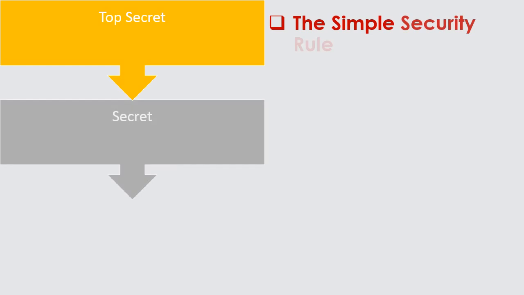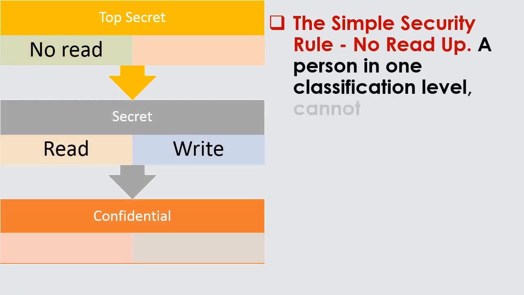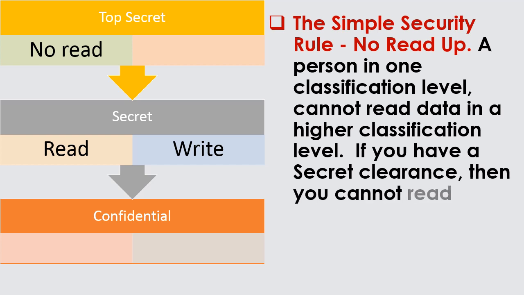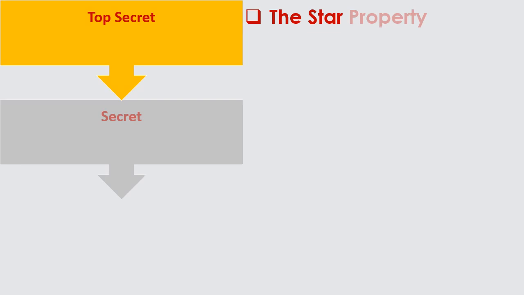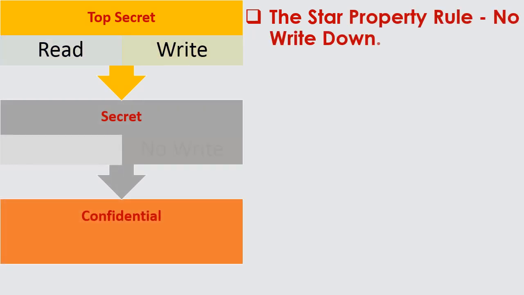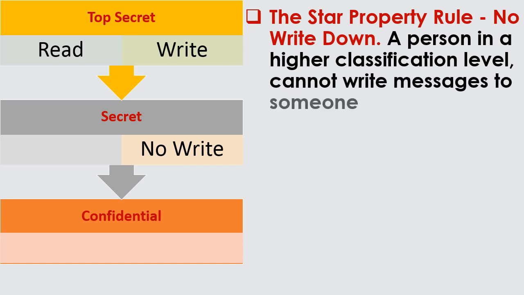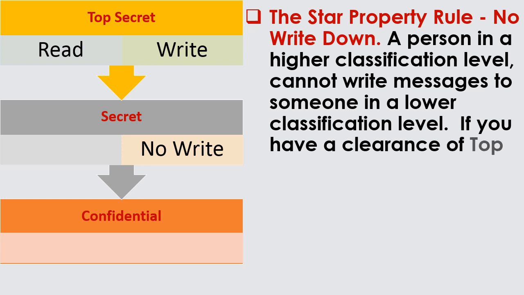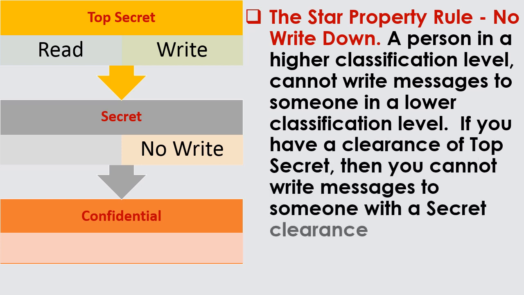The simple security rule: no read up. A person in one classification level cannot read data in a higher classification level. If you have a secret clearance, then you cannot read objects with a label of top secret. The star property rule: no write down. A person in a higher classification level cannot write messages to someone in a lower classification level. If you have a clearance of top secret, then you cannot write messages to someone with a secret clearance.